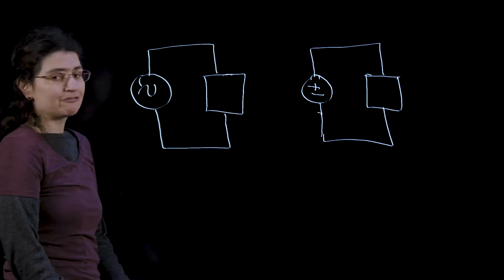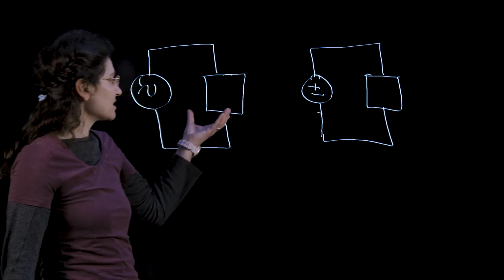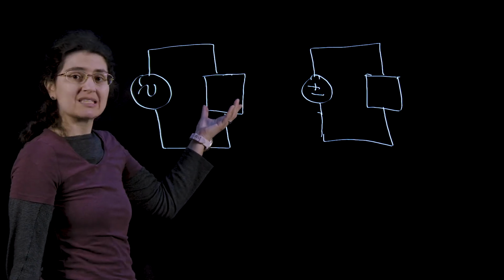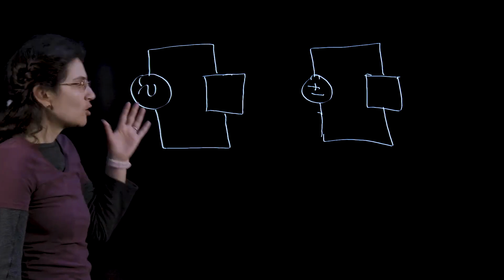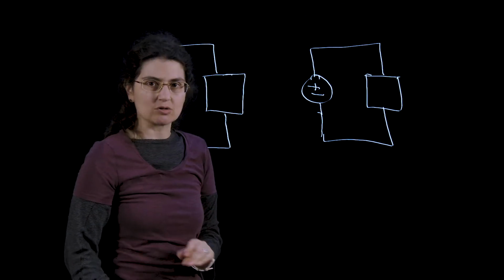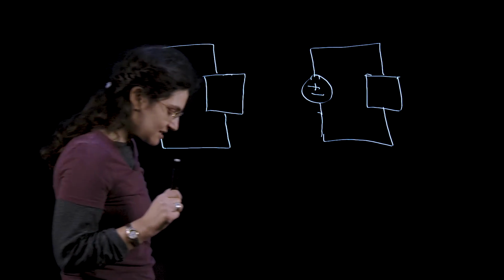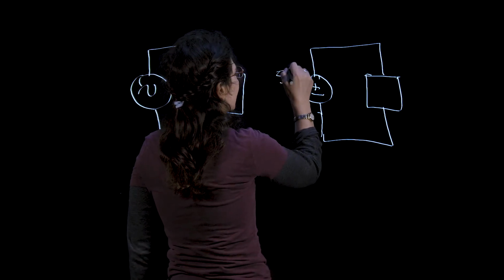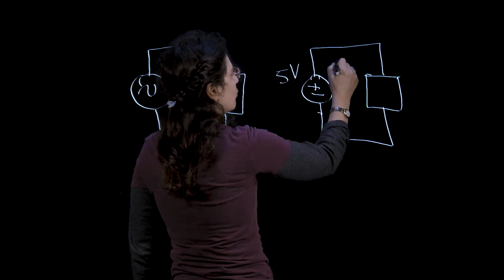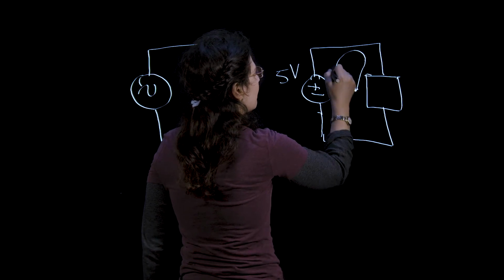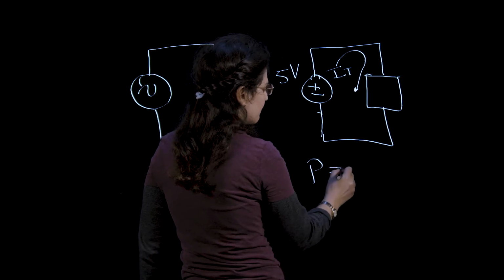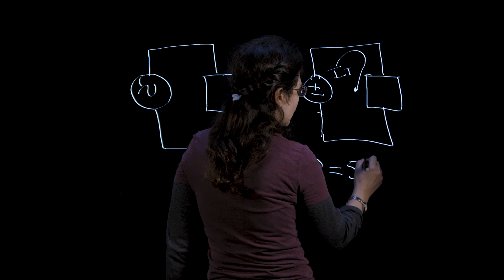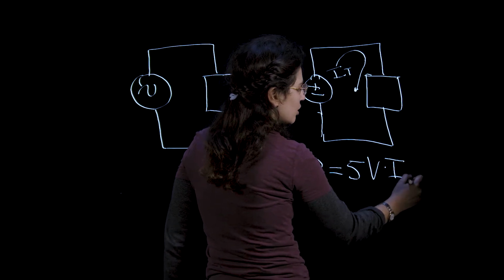For instance, we can have a circuit. In this case, I'm representing the circuit with a black box. So it's the same circuit in both cases. And I can decide to power it with an AC source or with a DC source. So for instance, if we decide to power it with 5 volts here, the circuit will draw a particular total current, and the power dissipated by the circuit or delivered by the source will be 5 volts times the total current.